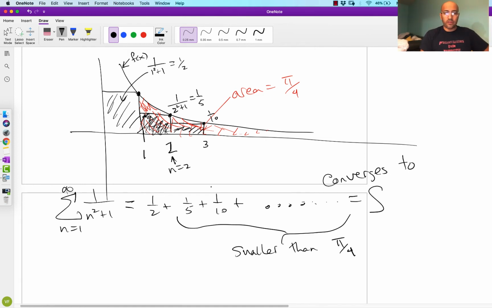That means all of these things are smaller than that. So that means that 1/2 plus pi over 4 has got to be a little bit bigger than S. All of this has got to be sort of a roof for S. So it converges, and it converges to something smaller than this. That's what we can conclude.